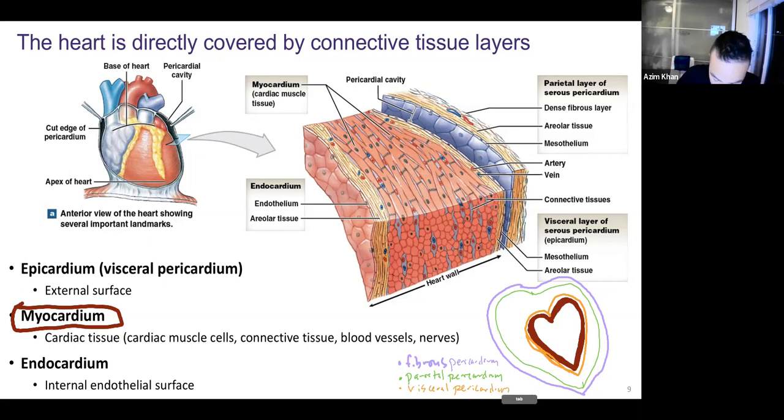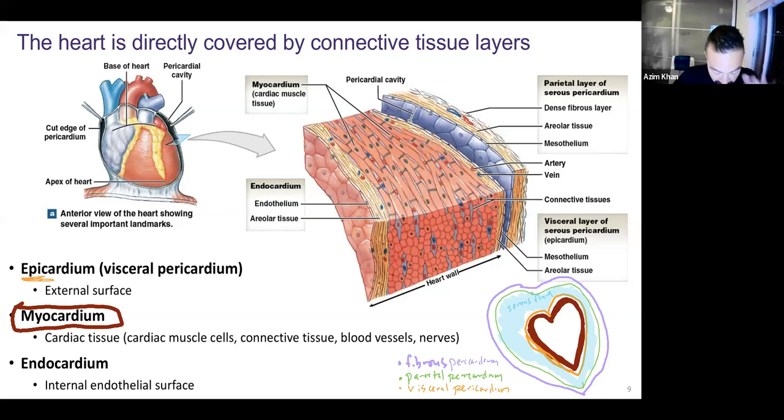And then in between, you have the serous fluid. Then you have the heart itself. Oh, let me back up. Visceral pericardium is also known as epicardium, because in between the epicardium and the endocardium, you have the muscle.